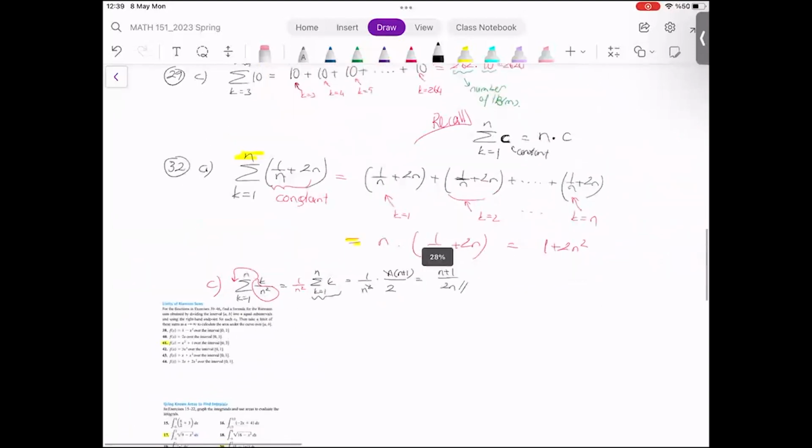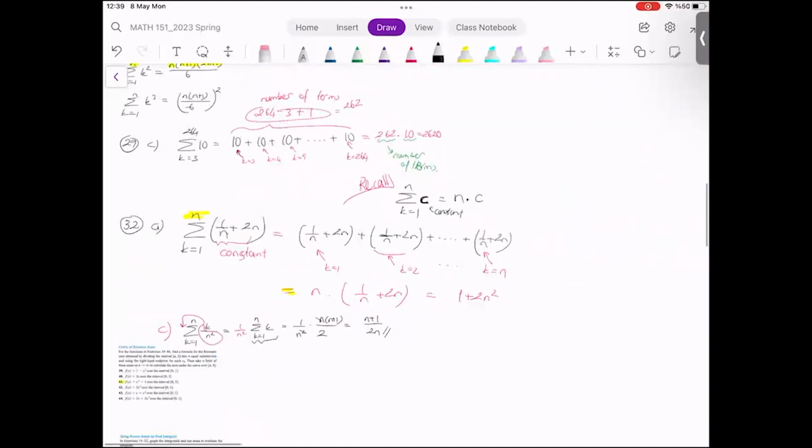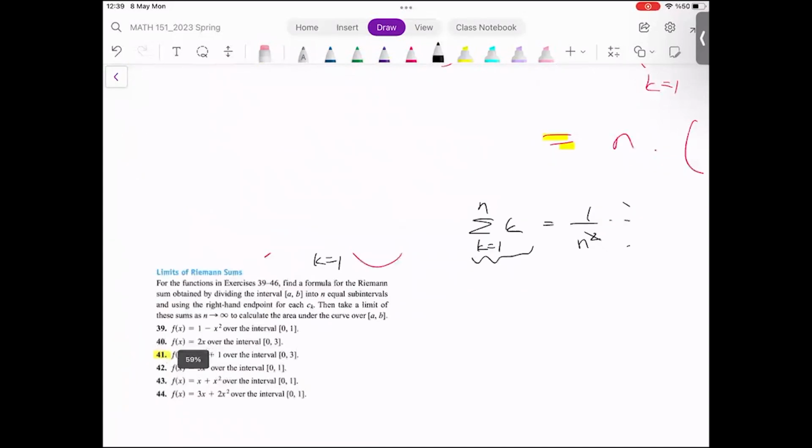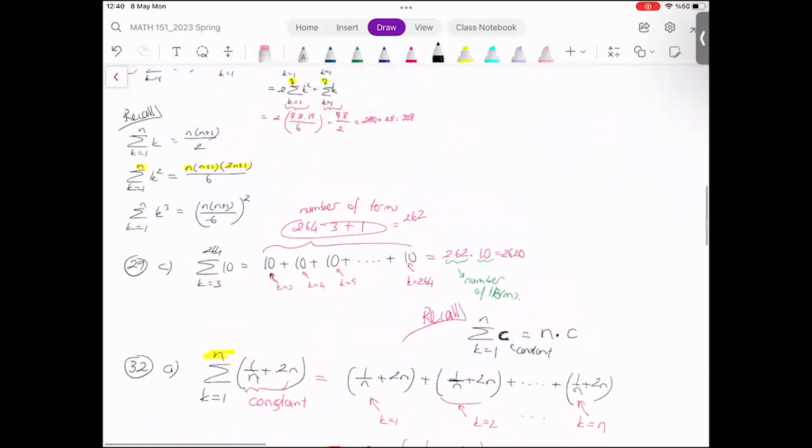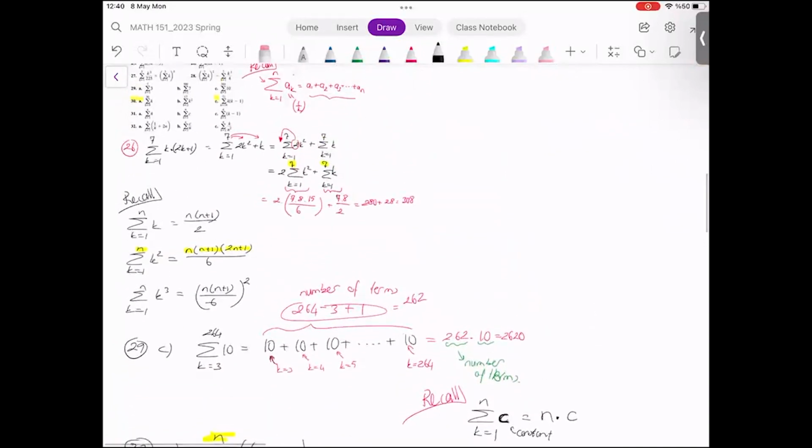Any questions about sigma notation? I think together with the ones we did in the lecture video, this is enough about sigma notation. So let's move on. Any question about that? Any question about sigma notation? You deal with it like this.